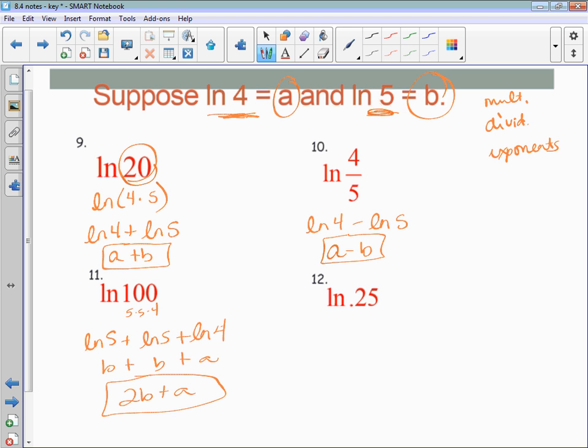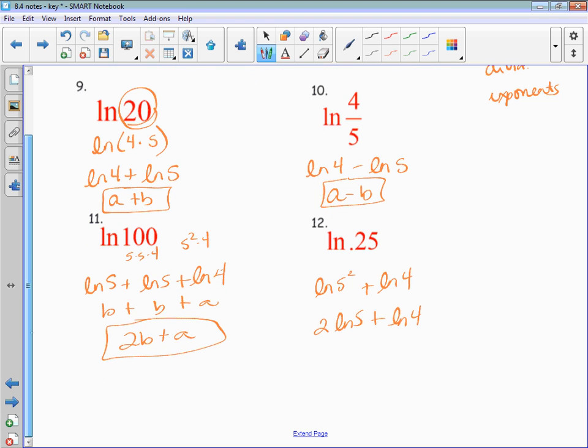If you had done the exponent way, you would have had 2 times natural log of 5. It would have been 2B plus A. So you wouldn't take that to the A also? No, so let me just write it. If you had done 5 squared times 4, natural log of 5 squared plus natural log of 4. See how the 2 would only go with the 5? So that would have been 2 times B plus A. So a different way to get there.